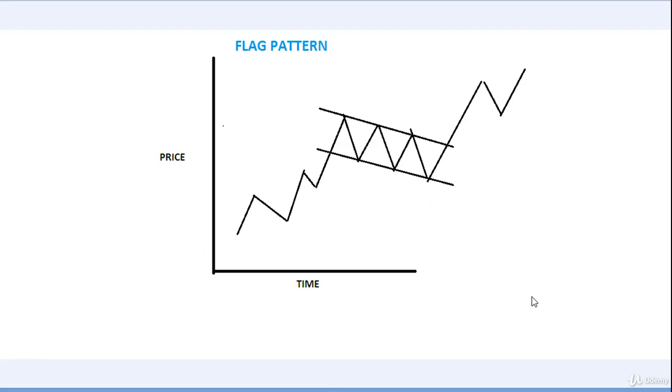Flag pattern is a short-term pattern seen in both uptrend and downtrend. The prices mark a small consolidation preceded by a sharp advance or decline. Flag patterns slope a little, and if not, then it is a rectangle pattern. This one is sloping, so it is a flag pattern. If the pattern is horizontal, then it is a rectangular pattern.